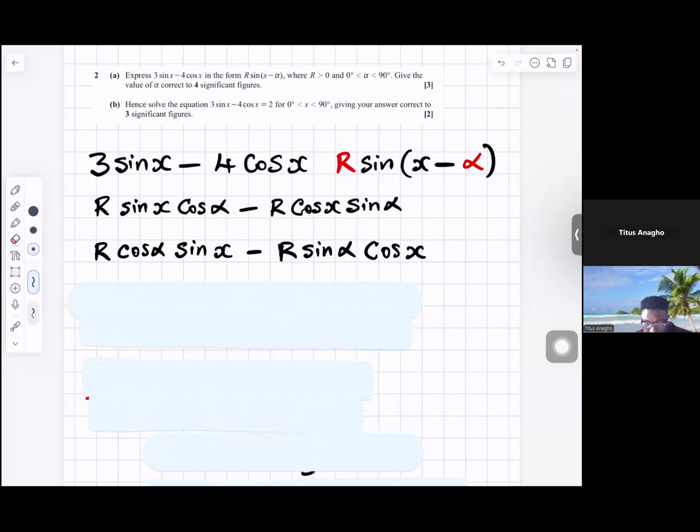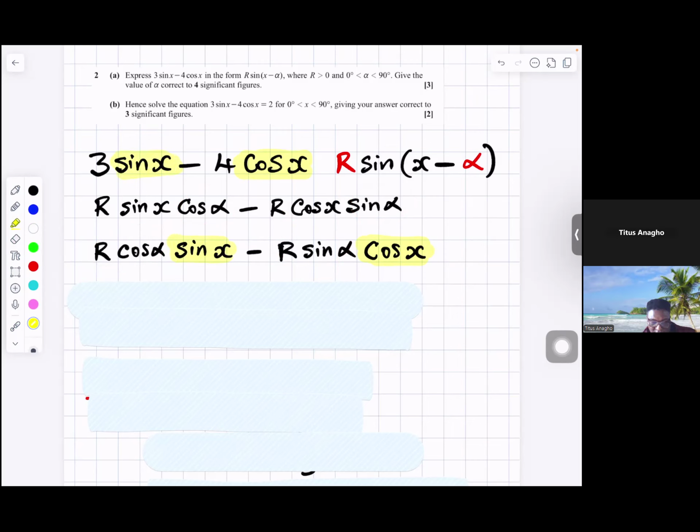Next, you can compare now. You can rearrange it before you compare. So what you do is you can swap the position. This cos alpha comes in front, so it becomes r cos alpha sine x. And this sine alpha comes in front, so it becomes r sine alpha cos x. So if we compare it, we have the cos x there, watch this carefully, and cos x there. We have sine x here, and we have sine x there.